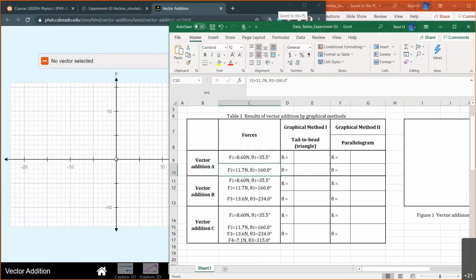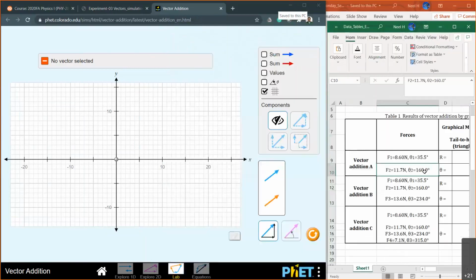So I have to add two vectors. Our two vectors for case one are actually these two vectors. Vector number one, 8.60 Newton, and then theta 1 is 35.5.